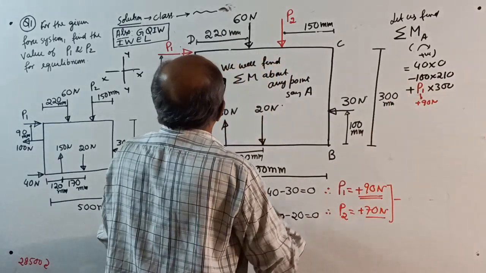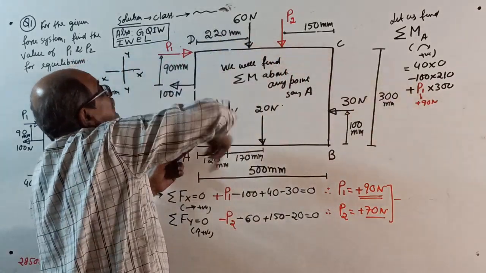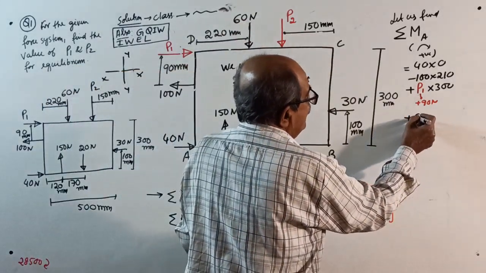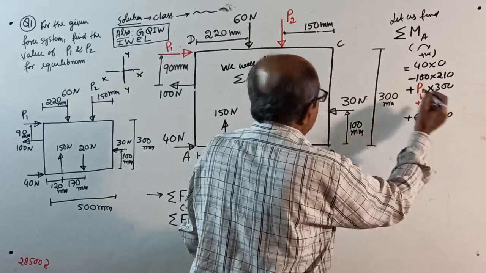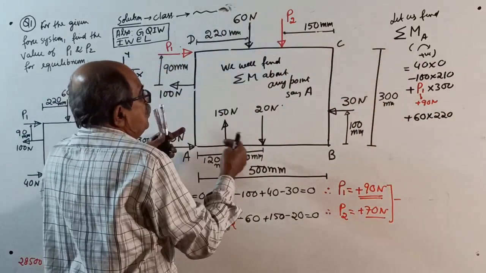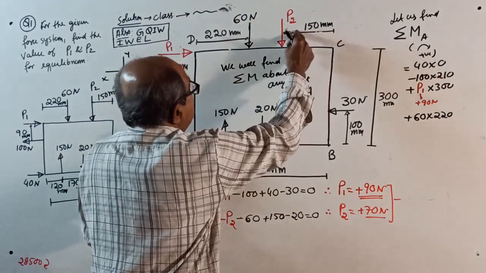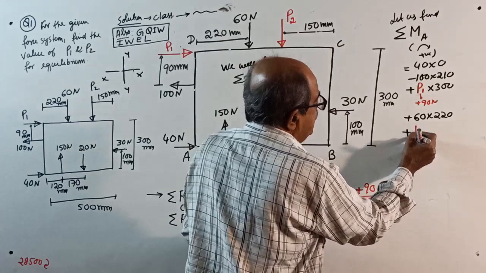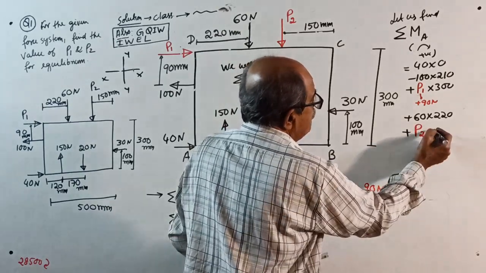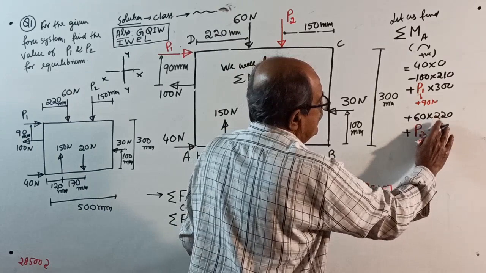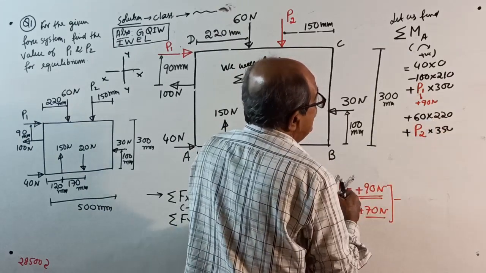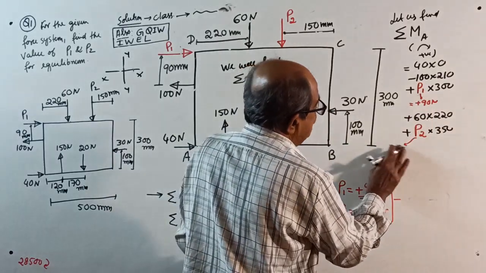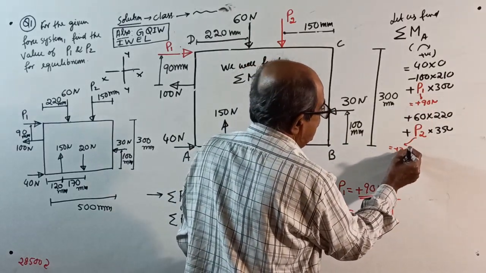Substitute it. Then, moment about A, plus 60 into 220. See, 60 into 220. Plus P2 into, this is 500, this is 150. So, P2 into 350. Plus P2 into Y, clockwise into 350. And later substitute P2 equal to plus 70 Newton.